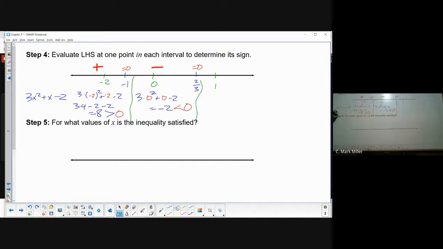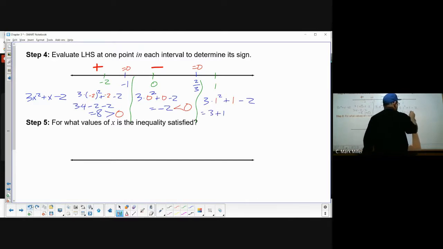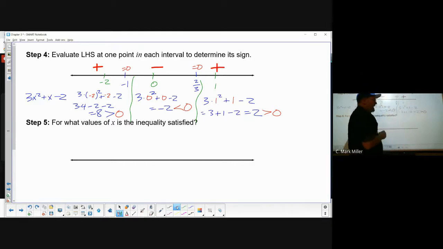You see that this right here is a parabola opening upward. So you would expect the pattern to be plus minus plus, if it equals 0 at all. It's possible for a quadratic to be positive everywhere or negative everywhere. So here, in the last interval, 3 times 1 squared plus 1 minus 2. That is 3 plus 1 minus 2 is 2, which is, of course, positive. And so that is positive in that interval.